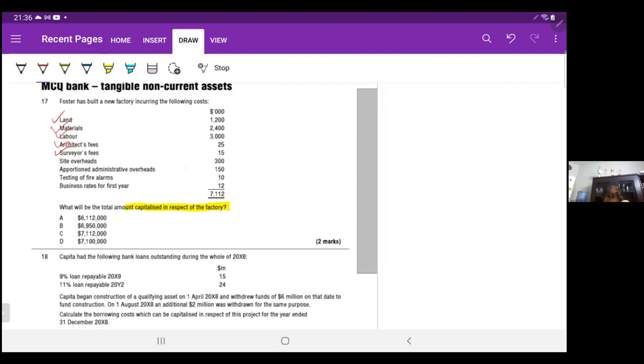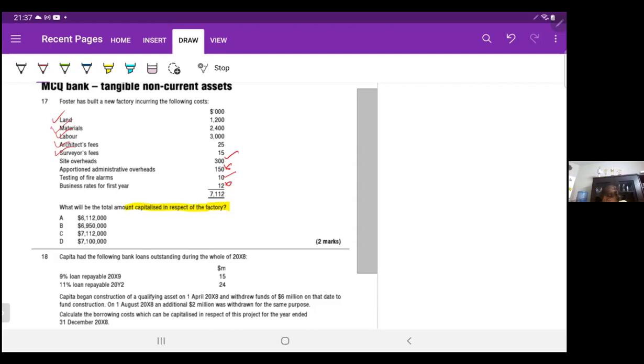Site overheads will be incurred anyway. A portion of admin overheads won't be capitalized. Testing of fire alarms will be included. Business rate for the first year will not be included because admin overheads and business rate for the first year have to be incurred in either case. Either this project will happen or not. Either the new factory will be constructed or not.